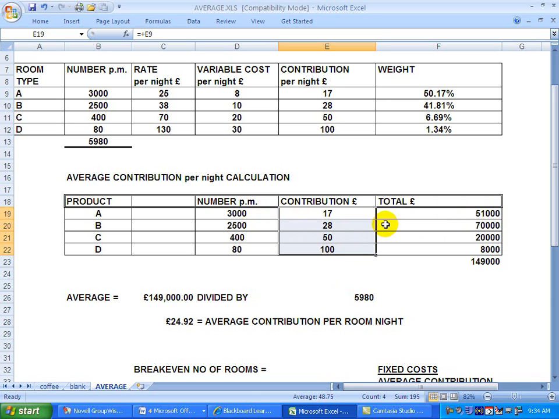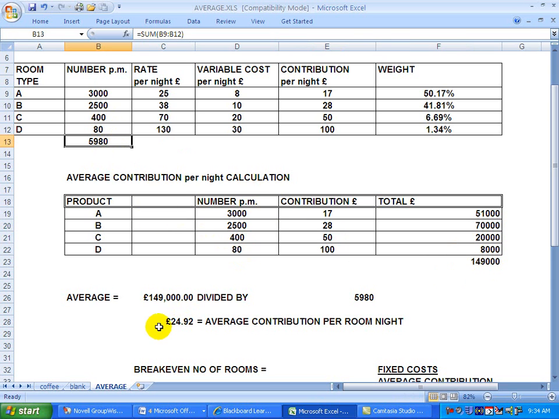So 51,000 is 17 contribution times 3,000 rooms, and so on. We add up these totals to get 149,000. That's the total contribution made by selling 5,980 rooms. That's the total number of rooms. So we've made 149,000 total contribution from selling 5,980 rooms.